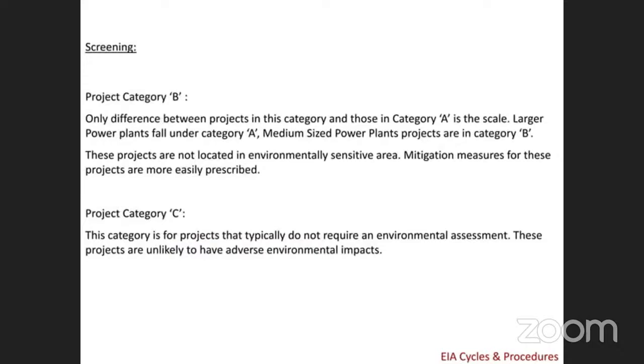The third one is the project category C. These projects typically do not require any environmental assessment. These projects are unlikely to have adverse environmental effects. So there is no need to give an EIA report.